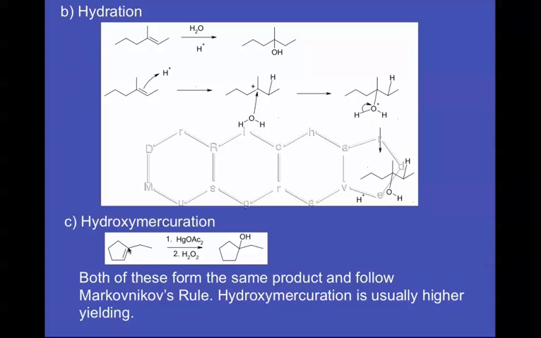So again, we look at the double bond and we see how many carbons are attached to each carbon from the double bond. This one has 1, 2 attached to this carbon, and this one has 1 carbon attached to this carbon of the double bond. So this carbon is the most substituted carbon of the double bond, and that's where the OH ends up.